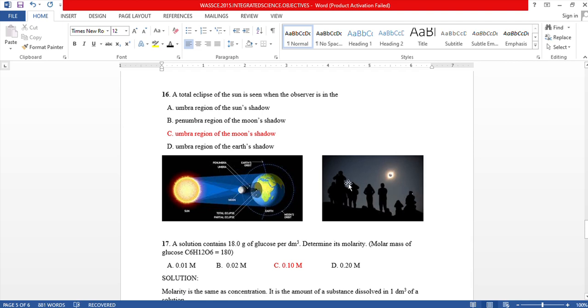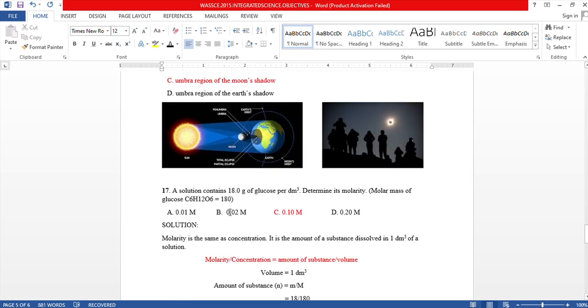So this is what happens. The whole place becomes totally dark. Then you see the moon in front of the sun. So obviously it means that the total eclipse of the sun is seen when the observers are inside the umbra region of the moon's shadow. Normally, if you are in the penumbra or other areas, you may not see the eclipse. You may not see it like this. It is only those in the umbra region who will see it like that.